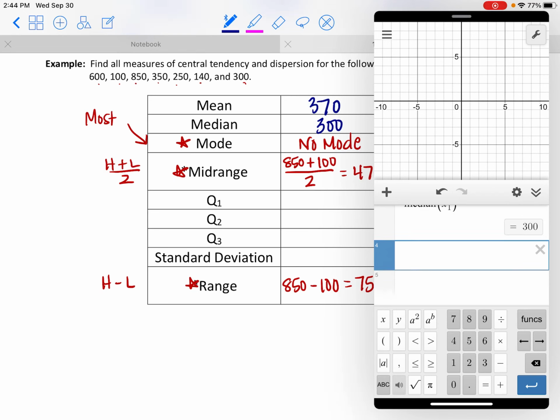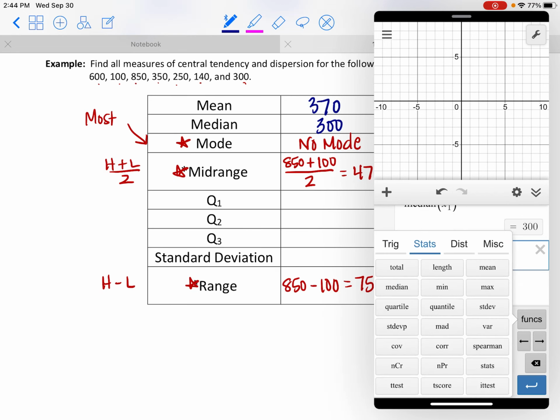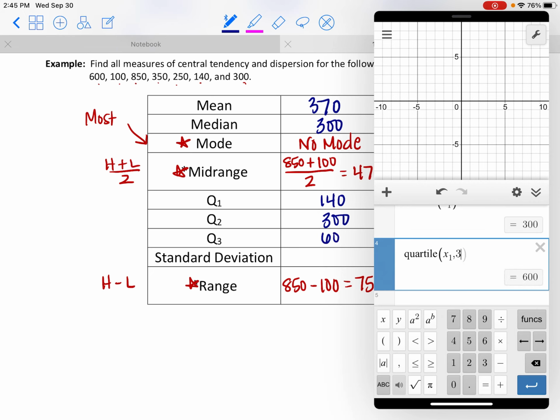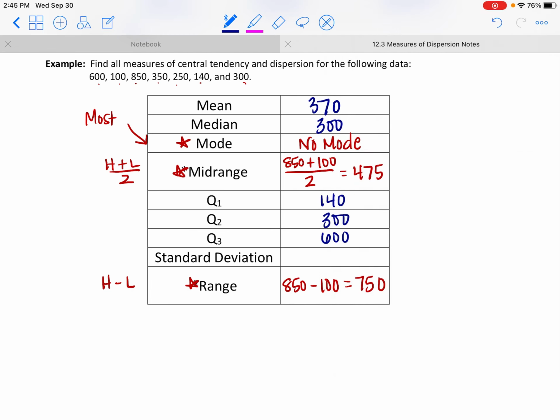Quartile 1, let's go to a new line. Remember not to choose quantile, but quartile. And it's X1, and now we have to tell it which quartile. So we're going to put in a comma and say I want the first quartile by putting a 1 in there. So 140. And then quartile 2 is going to be 300. And then quartile 3 is going to be 600. And notice here that these went too far. That quartile 2, remember quartile 2 and the median, they are the same number. Okay, the median and quartile 2, they are the same thing.